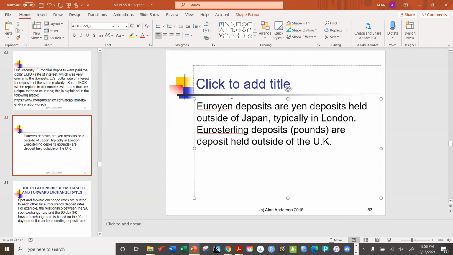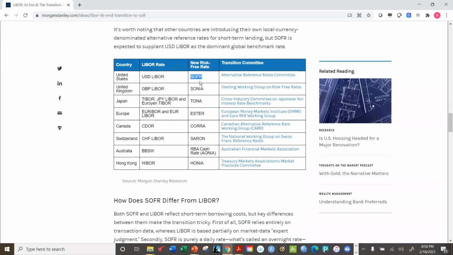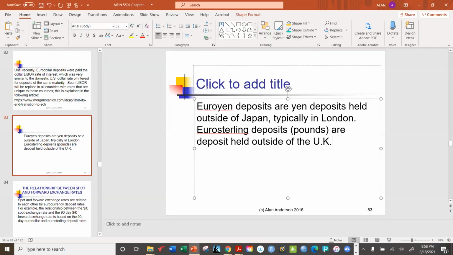Same thing with British pounds. They were typically held in a foreign country, typically the United States, and they would have been paid what would have been called British pound LIBOR. Now they're going to be calling it SONIA. That's interesting. So SONIA now becomes the rate paid on euro sterling deposits. But the bottom line is that these rates are very close to being risk-free.